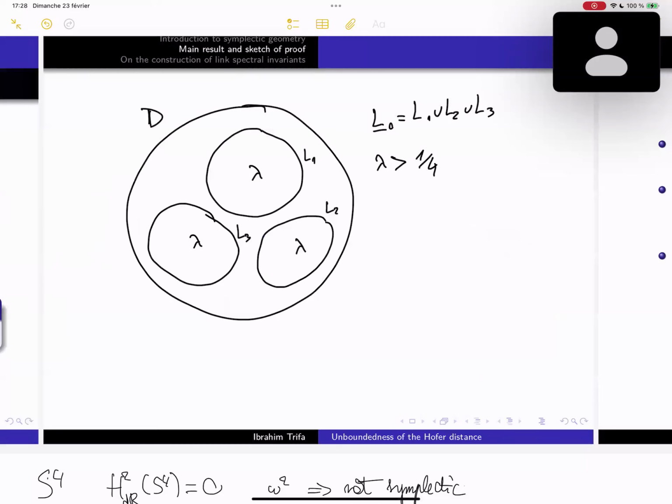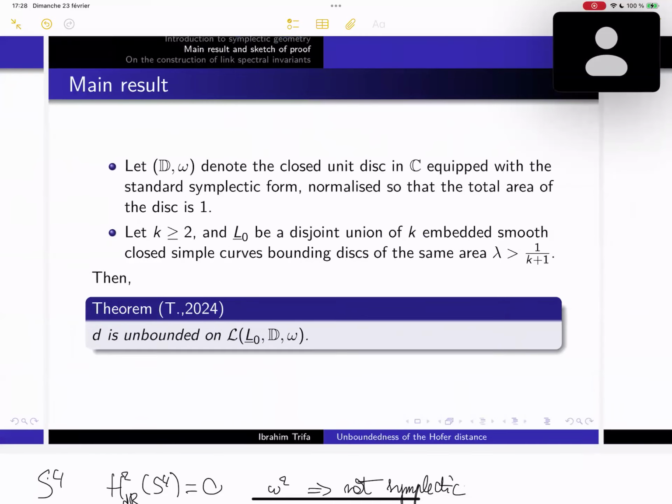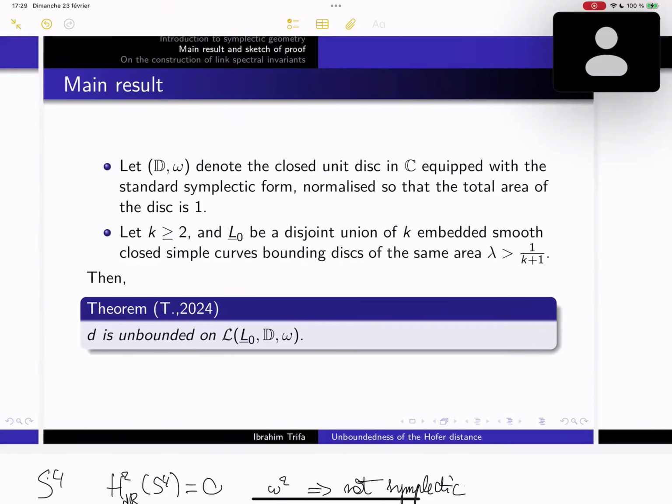So you have the disk here, so it's for k equal 3. You have 3 circles inside your disk, all bounding disks of the same area lambda, and we ask lambda to be greater than 1/4, so that the area of the complement of the disks is smaller than lambda. This is important. And so we are considering this union of 3 disjoint circles. This is our Lagrangian L0. And the theorem is that the Hofer distance on the set of isotopies of this disjoint Lagrangian is unbounded.